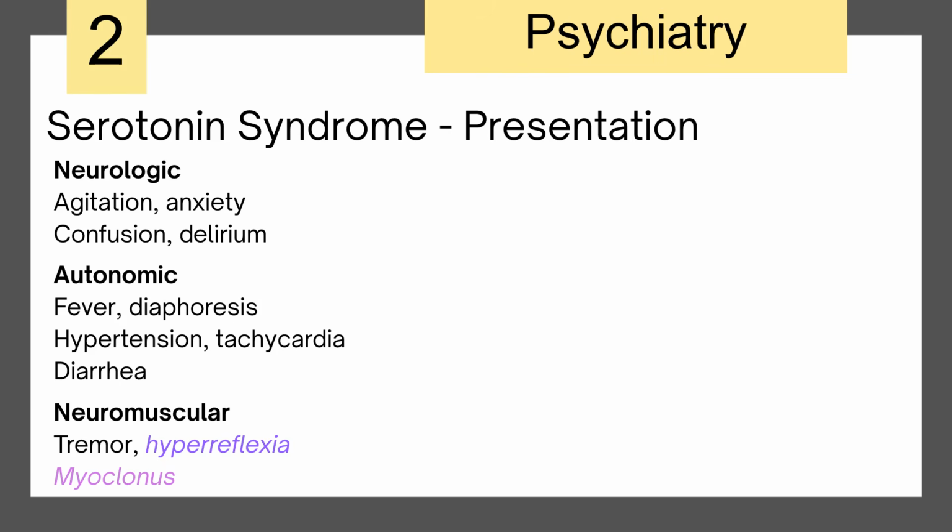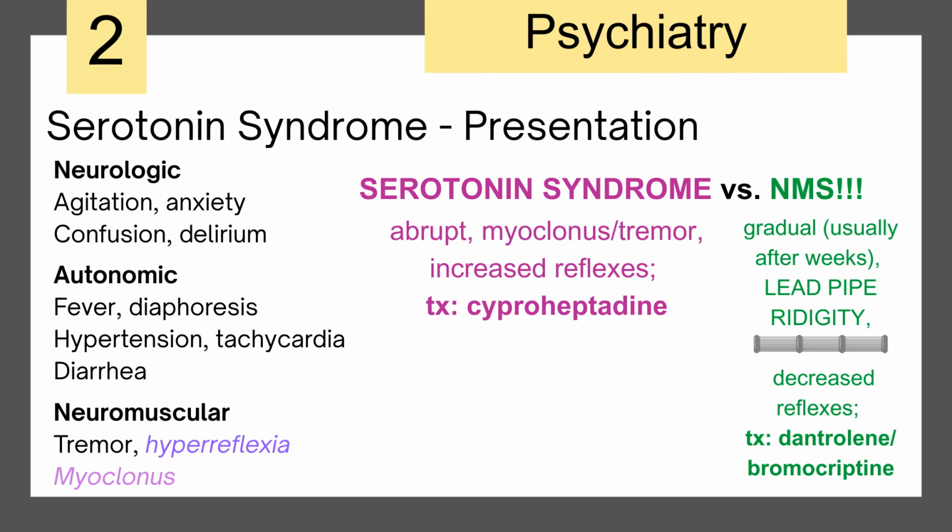Now, presentation of serotonin syndrome, you could take a look over here. I've highlighted hyperreflexia and myoclonus, because while the other ones, for example, may be seen in neuroleptic malignant syndrome, what makes serotonin syndrome unique is the hyperreflexia and the myoclonus. Actually, over here, I compare serotonin syndrome and NMS. In serotonin syndrome, we see the myoclonus and hyperreflexia, whereas in NMS, we see the opposite, rigidity, lead pipe rigidity. In terms of treatment, serotonin syndrome with cyproheptadine, I always think of a sipping hippie dean, and in NMS, dantrolene, or you may see bromocriptine.